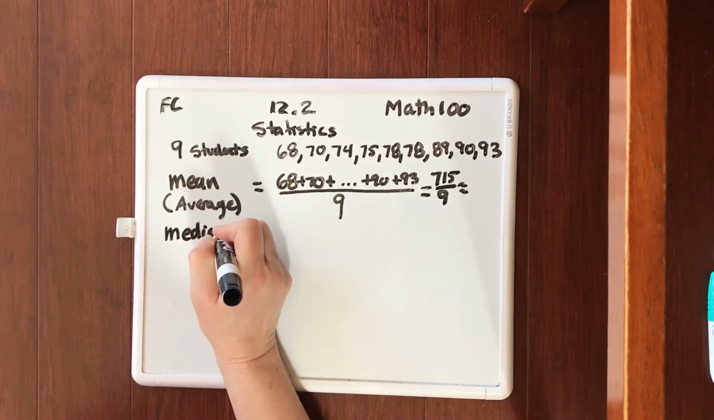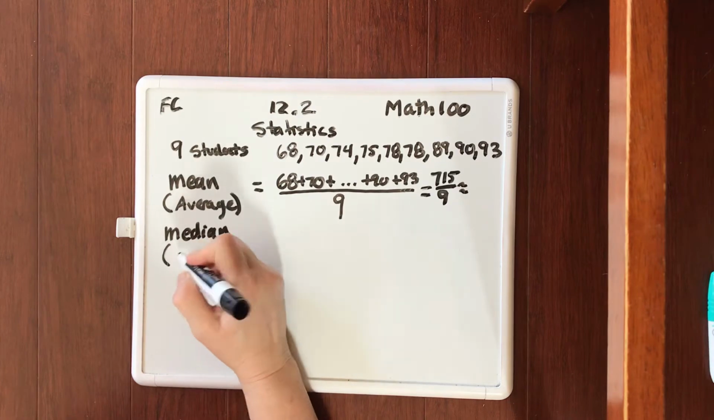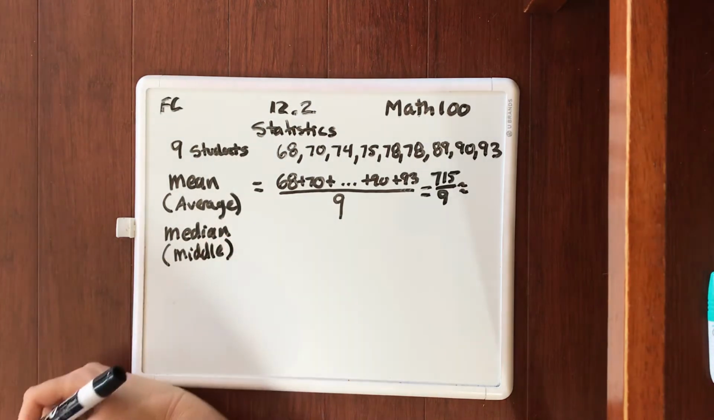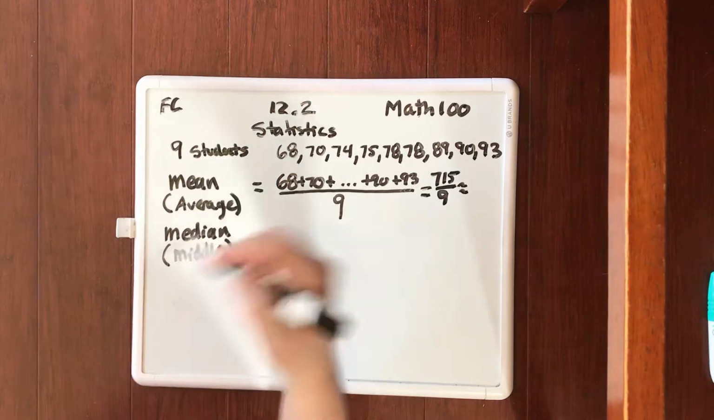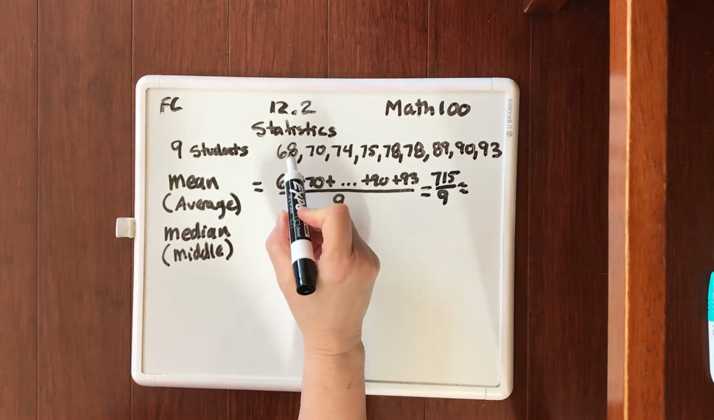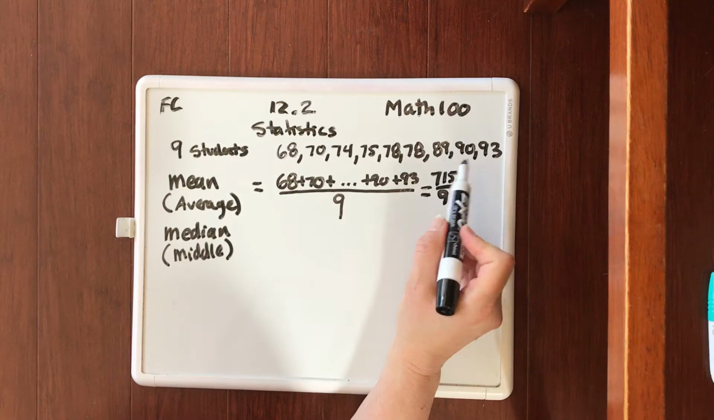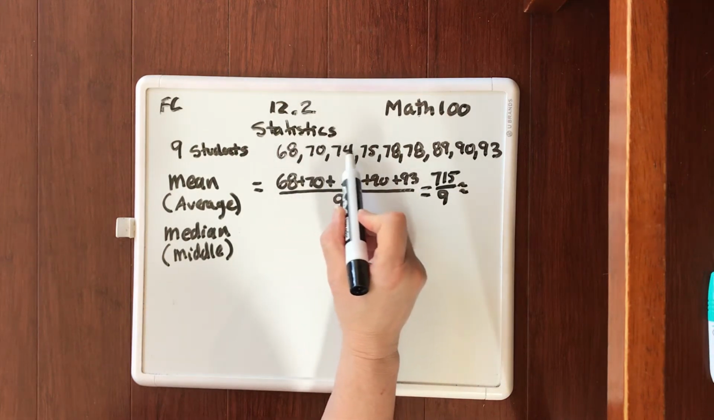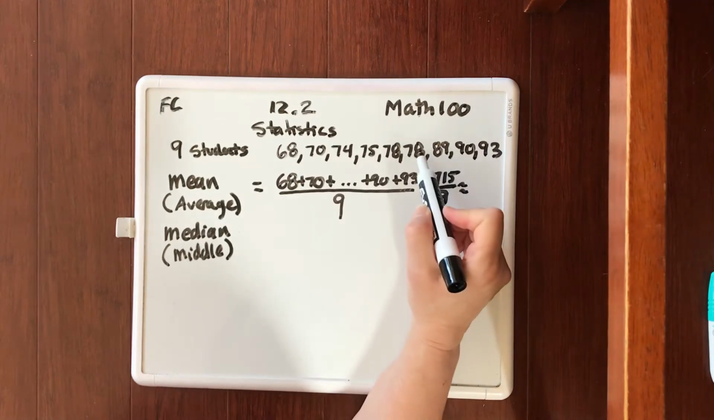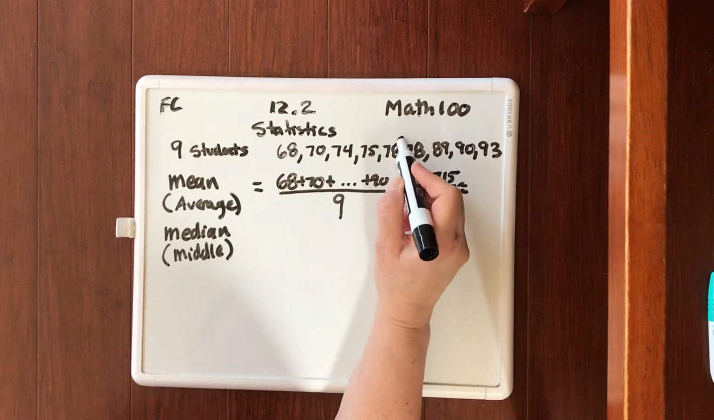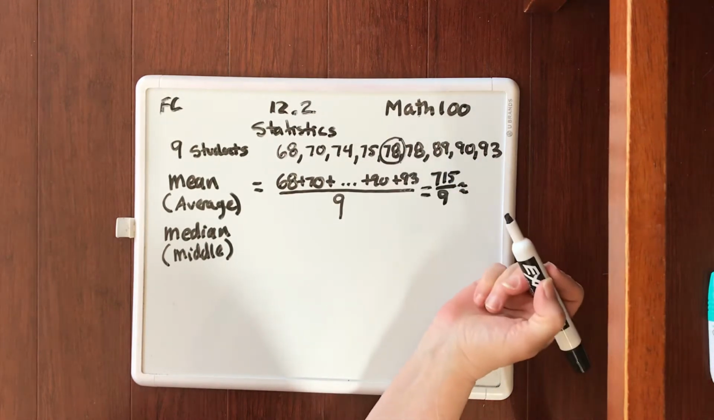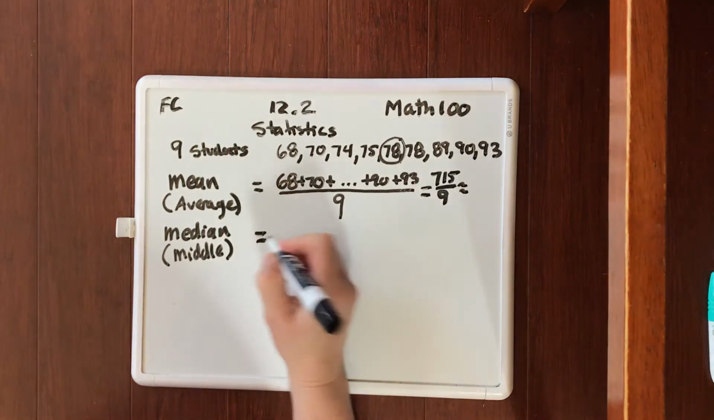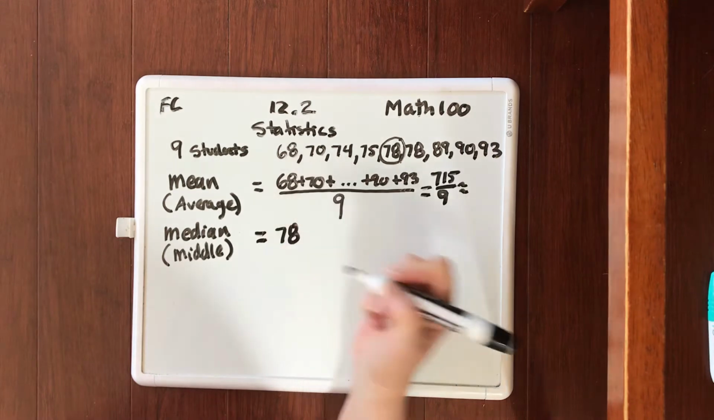Median. Median just stands for the middle number. Median is middle. Okay, since I put this from the smallest up to the largest, now we can count the middle. We said we had 9. So here's 4 lower numbers and here's 4 higher numbers. So 78 is the middle number. 4 to the left, 4 to the right. So the median is 78.